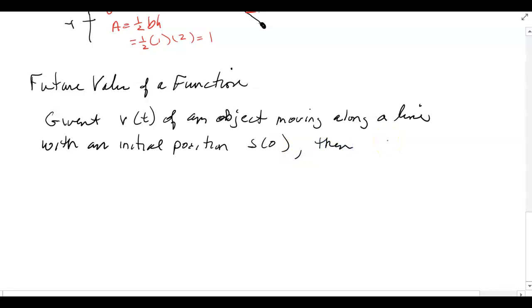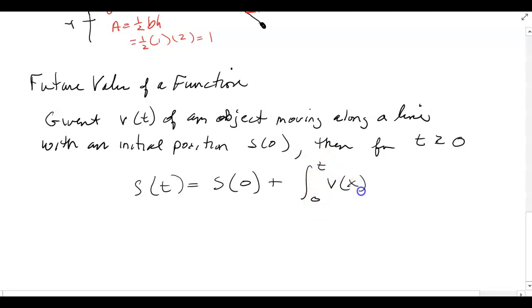Then the future position, for any time t greater than or equal to 0, because S sub 0 represents your position at time 0, would have to be your initial position plus the integral up to that future time you're choosing of your velocity function. So this is your initial position here, and this represents the displacement from 0 to t.